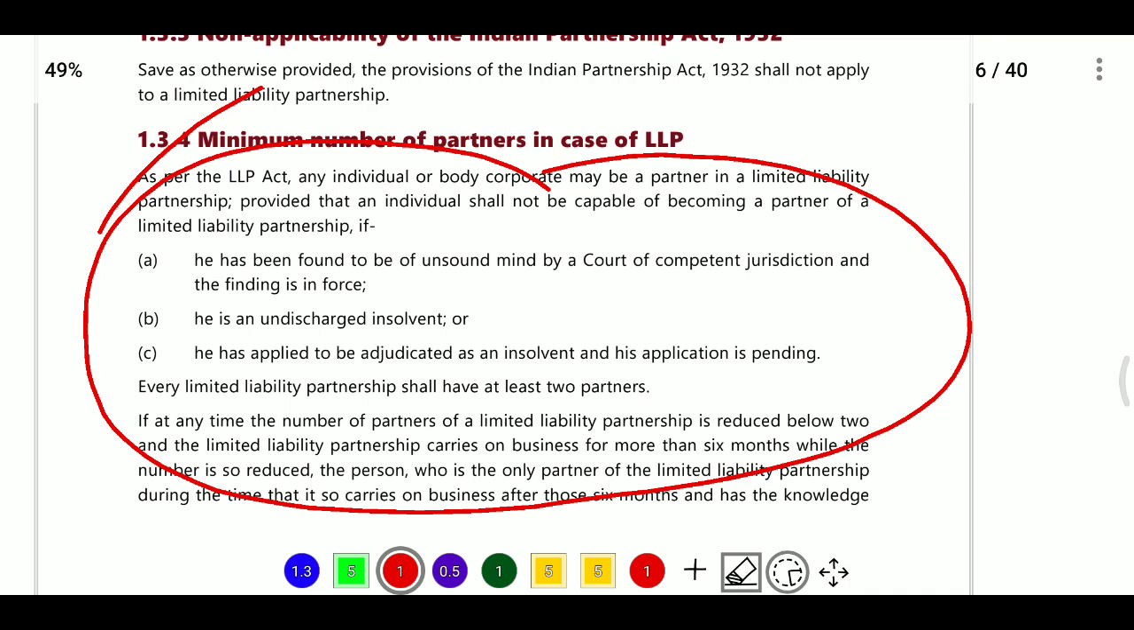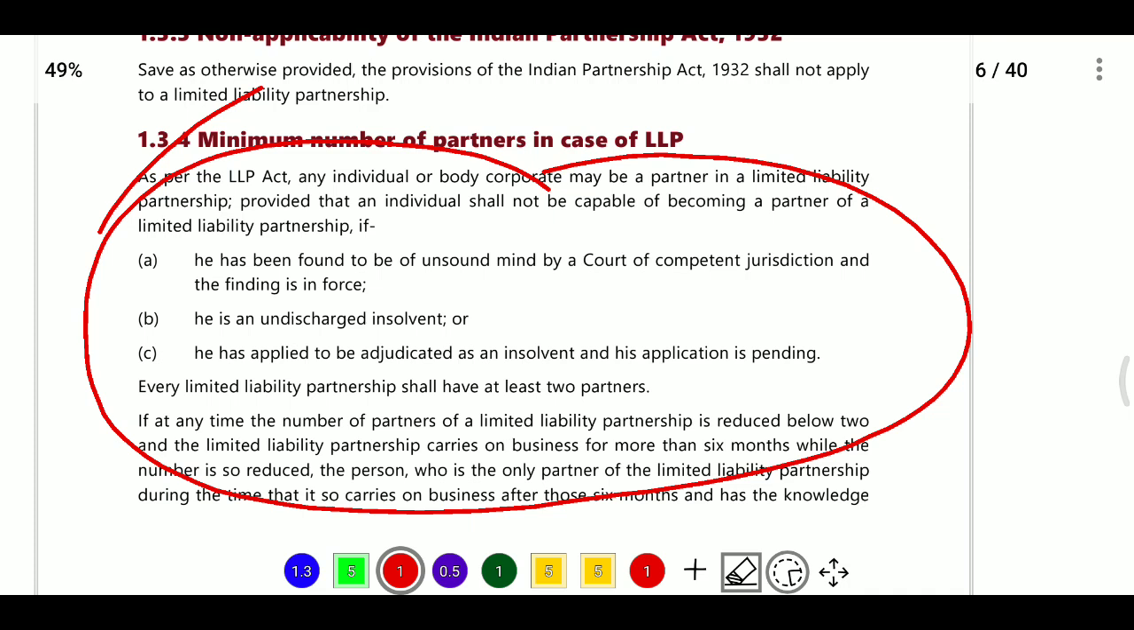Next, another person: a person of unsound mind, which is an individual who is mentally incapacitated or declared of unsound mind by the competent authority, cannot enter into a contract and therefore cannot become a partner. For example, John is diagnosed with severe mental illness and declared of unsound mind by a court, so he cannot be a partner in a law firm.